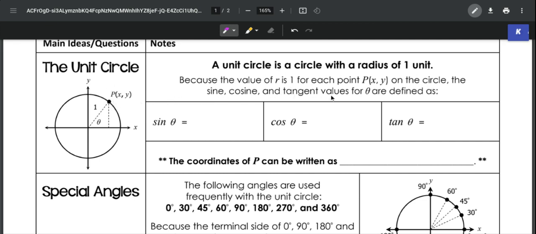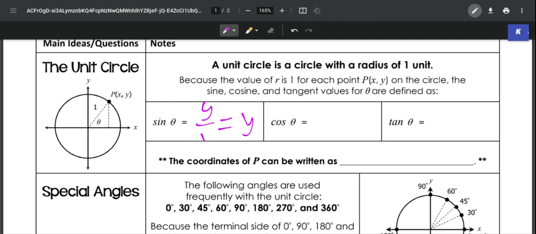The sine, cosine, and tangent values of theta are defined as this. So here's what they're defined as. Sine of theta is y over 1, which is equal to y. So sine of theta is equal to y here for the unit circle. So if we know the y coordinate of a point, we'll know what sine of theta is, or sine of theta will be that y coordinate.